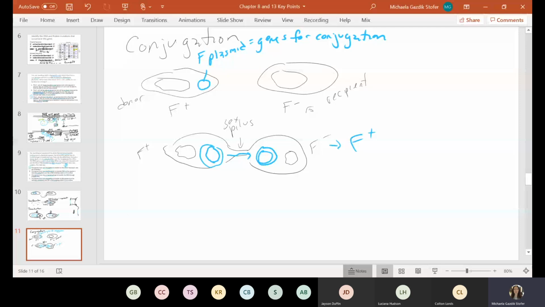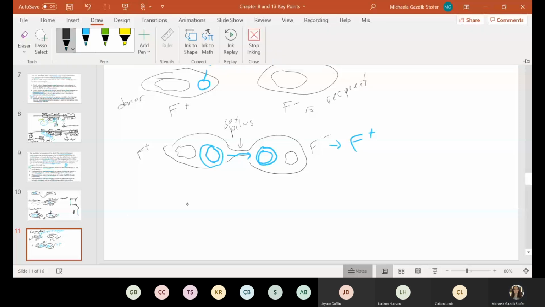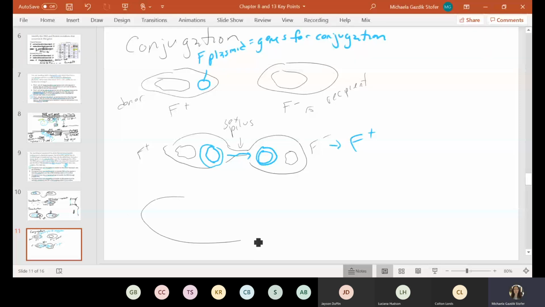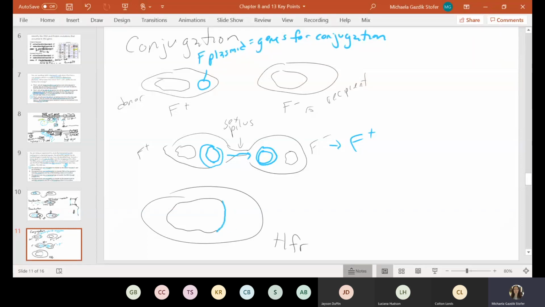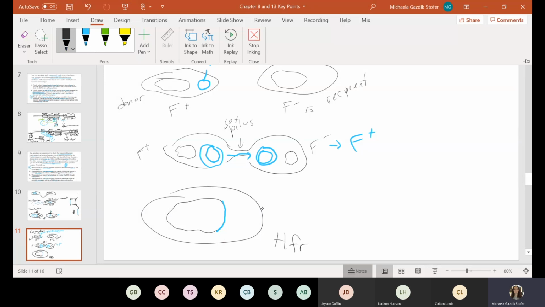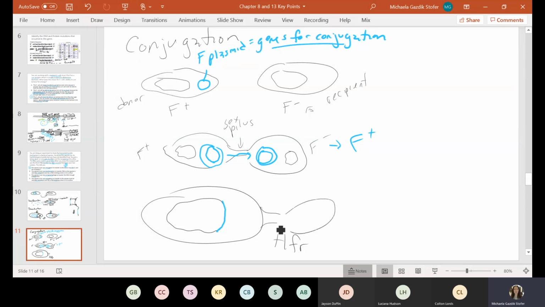Conjugation can get a little bit more complicated with the HFR cells. An HFR cell is a cell in which the F plasmid went through recombination and is no longer a plasmid, but is now part of the chromosome. It still has all of those genes for conjugation. It can still initiate conjugation, so we can still form that pilus with an F negative cell. But now, remember again, we are technically a double-stranded molecule through here.